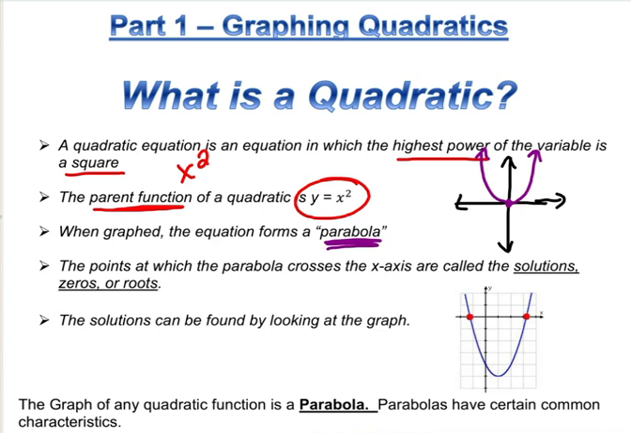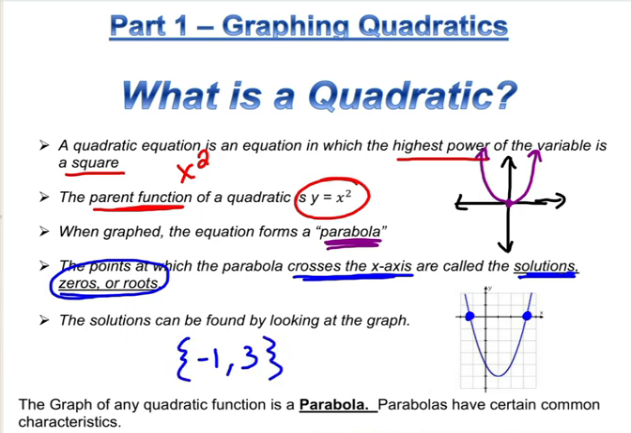The key parts of our graphs are called our solutions, or sometimes roots or zeros. This is exactly what you were just finding last unit. When you would factor your polynomials and then set those equal to 0, what you were finding were the solutions, the roots. Another way to find those same answers is by looking at the graph. Our roots are where it crosses the x-axis. These points here on our graph are our roots. In this case, it crosses at -1 and at 3. We put those in braces, and that's our solution set. -1 and 3 are the solutions to that particular quadratic equation. So we're looking at where it crosses the x-axis.